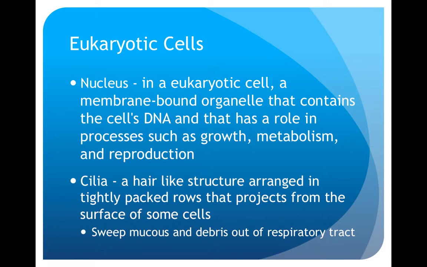Some eukaryotic cells have cilia, which are hair-like structures arranged tightly packed together that project from the surface of the cell. They normally sweep mucus and debris out of the respiratory tract. So if you know someone who smokes, sometimes they have that smoker's cough. It's because the cilia sometimes lay down and don't act as well. So they've really got to get that coughing going because the mucus doesn't sweep out as well of their respiratory tract.